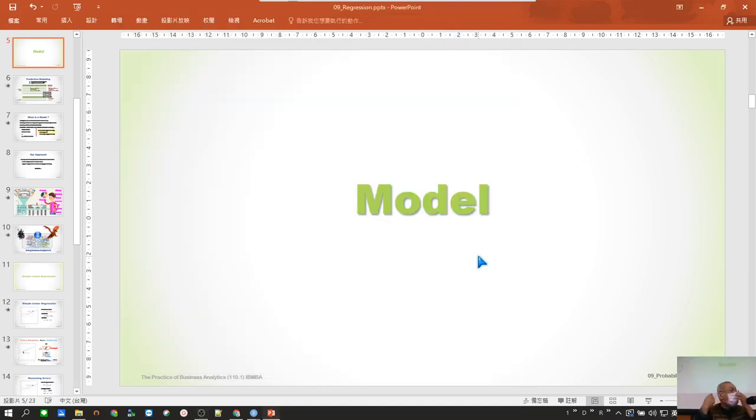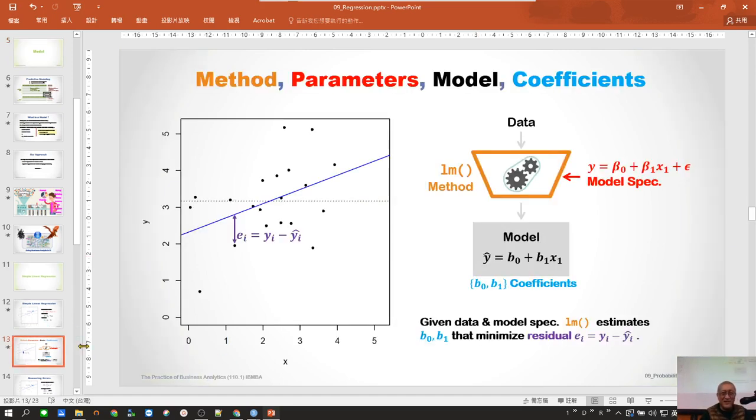So up to this point, we already covered what we should know about simple regression. Simple regression is very simple. In its model formula, there's only one x, so you use this single x to predict y.